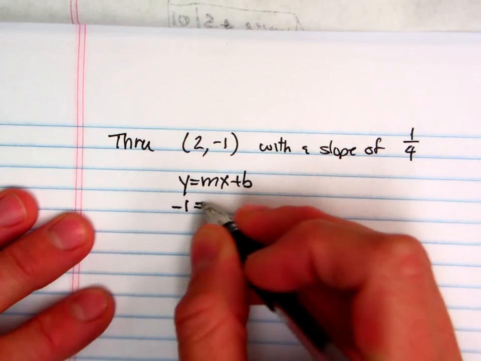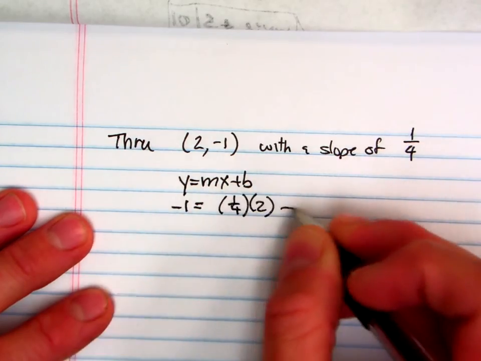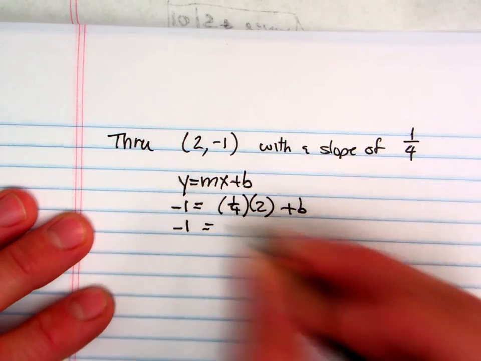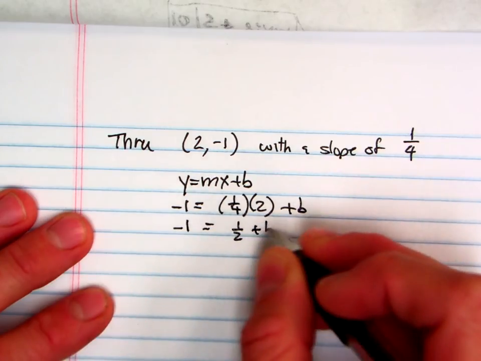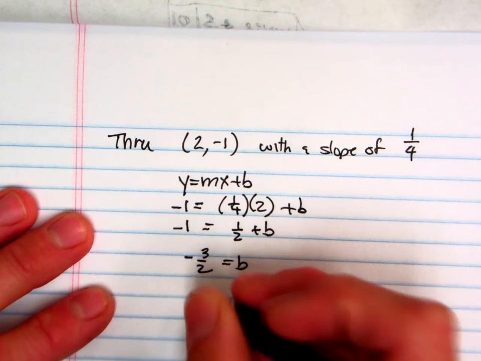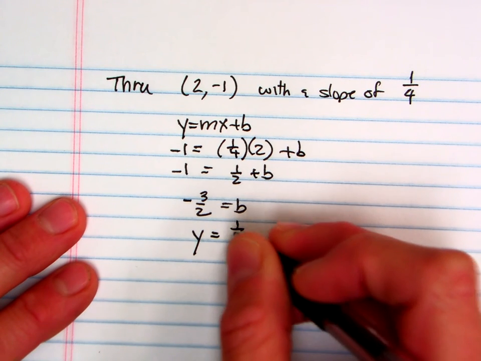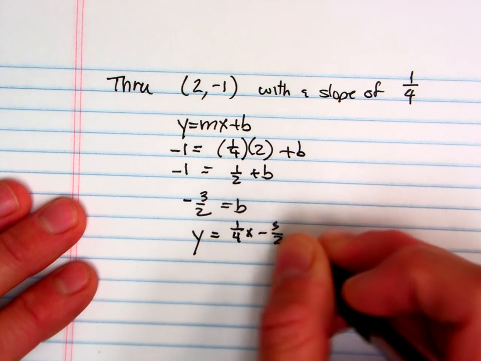Plug in your y and your m and your x and solve for b. So I get -1 equals 1/2 plus b, or b equals -3/2. So my final answer would be y equals 1/4 x minus 3/2.